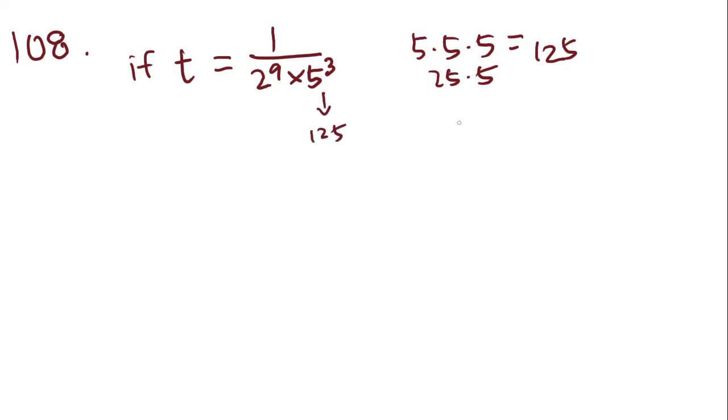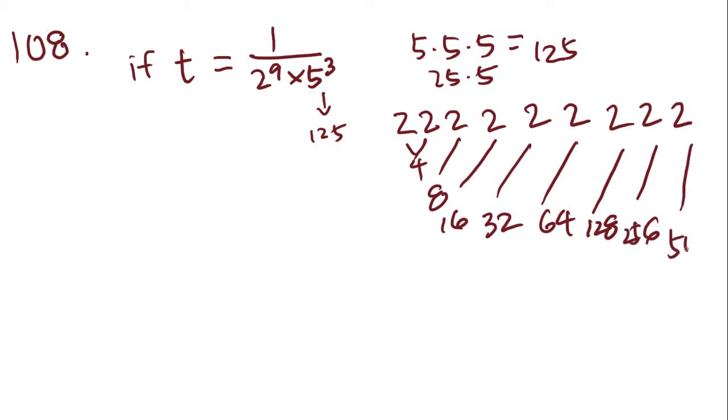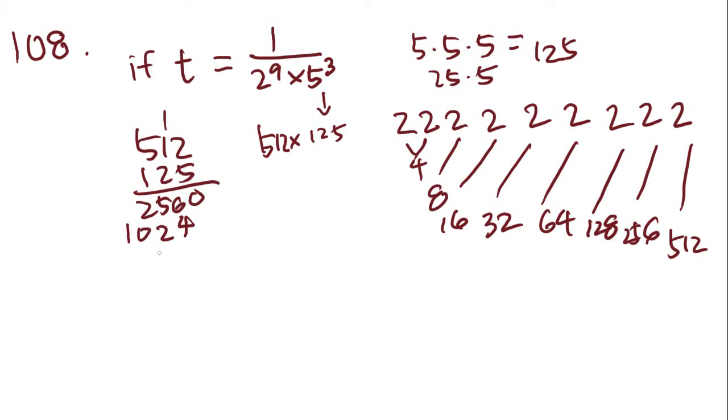2 to the 9th power, 2 is a small number, let's figure this out. 2 times 2 times 2, that's going to be 4, 8, 16, 32, 64, 128, 256, 512. So 512 times 125. Add them together. $64,000. Okay, so 1 over 64,000.